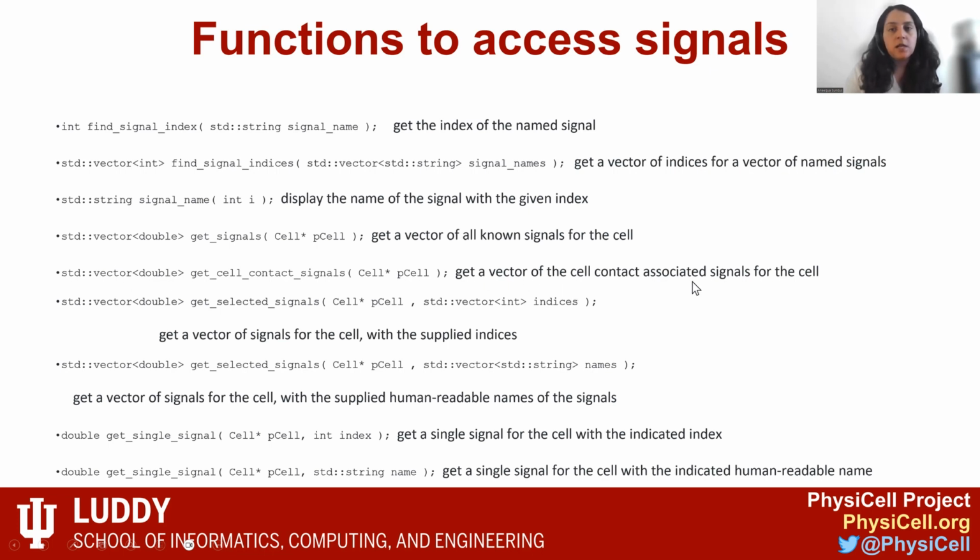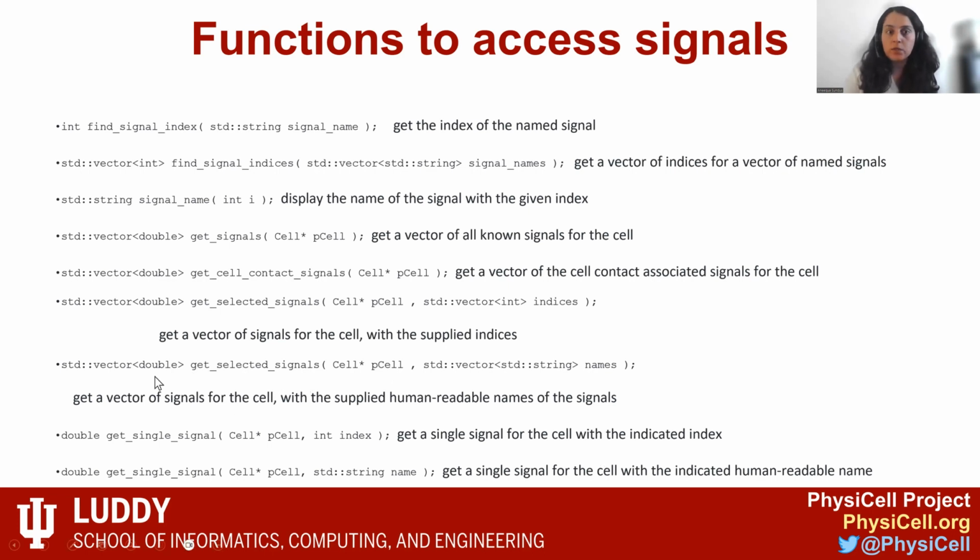Get a vector of all cell contact associated signals for the cell: get cell contact signals and it will give you that. Get selected signals: pass it a vector of indices, and it will return a vector of the values of those particular signals. So here you are getting the index of the signal, and here you're getting the value of the signal. For example, you will pass it indices 0, 1, and 5. It will give you values: what is the value of signal 0, what is the value of signal 1, and what is the value of signal 5.